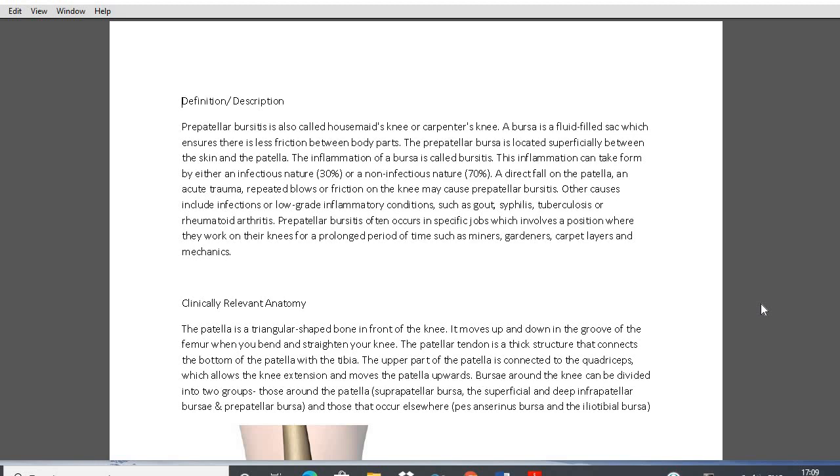Patellar bursitis often occurs in specific jobs which involve working on the knees for a prolonged period of time, such as miners, gardeners, carpet layers, and also mechanics. So let us see about the clinical anatomy.